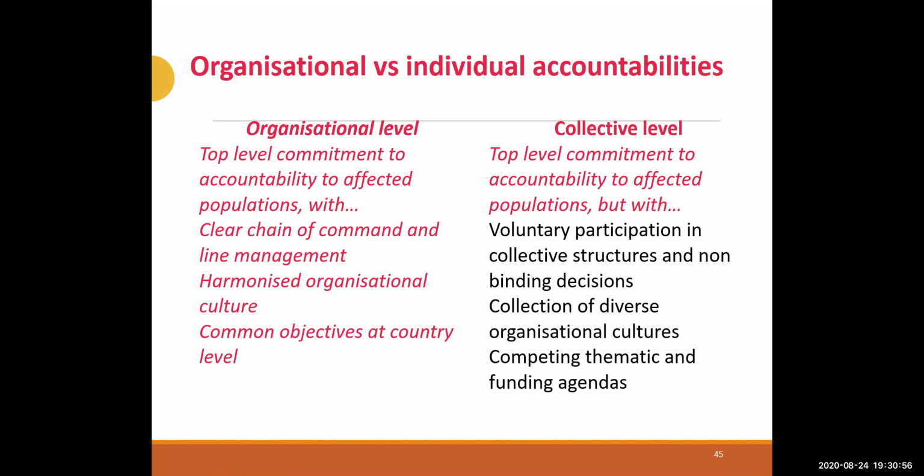So top level commitment to accountability to affected population, with a clear chain of command and line management, harmonized organizational culture, and a common objective at country level. Accountability depends on the organizational level: it is at country level, or adopted by the overall organization to deal with its beneficiaries, workers and donors. At the collective level, it is top level commitment to accountability to affected population, but with voluntary participation in the collective structure, non-binding decisions, and a collection of diverse organizational cultures. It is either organizational or by individuals, and if adopted at organizational level, it should be adopted by the overall organization, from the HQ to the local, country or global level.